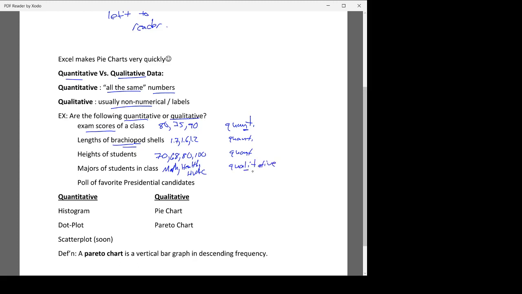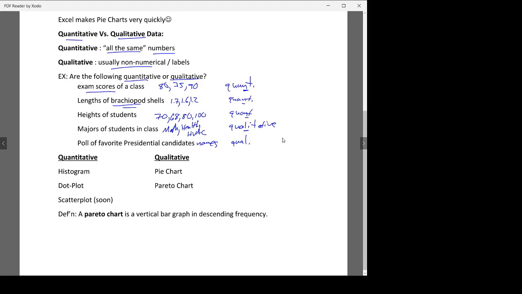So with an L, quant, quality, and then a poll of favorite presidential candidates. So here, the candidates would be names. So those are not numbers. So we'd call that qualitative. And in general, in future, what do I illustrate them with?